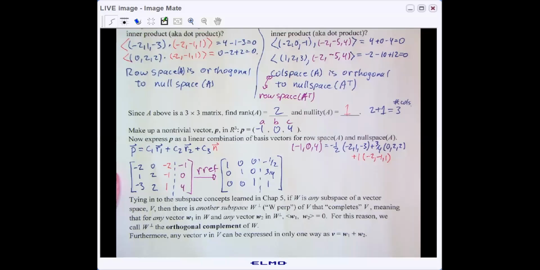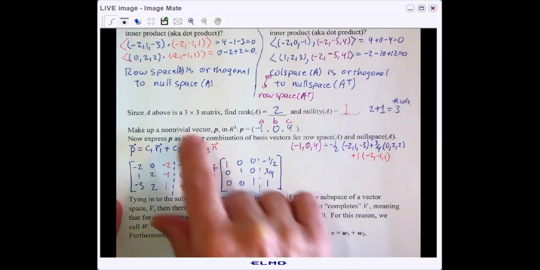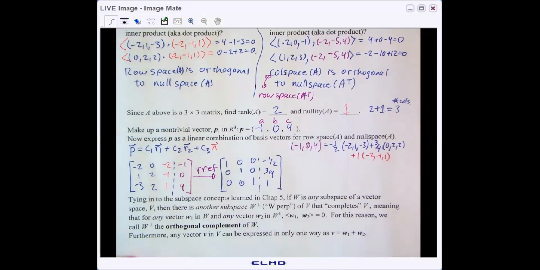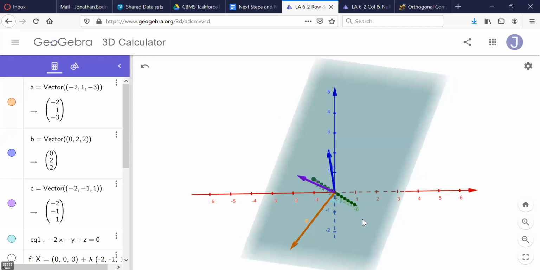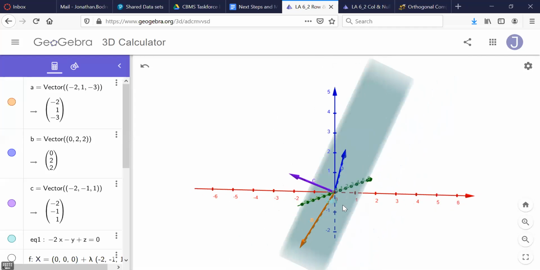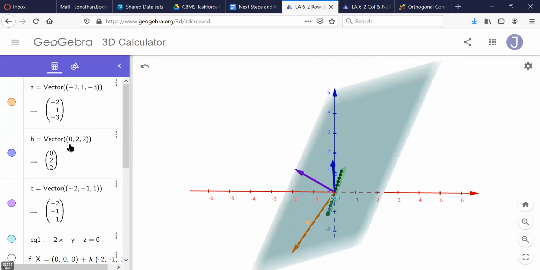Welcome back to section 6.2, angle and orthogonality in an inner product space. We were talking about our row space and our null space, and we showed that they were orthogonal. We even drew a picture here. Let me share that screen with you. In the plane were our blue and orange row space vectors, and the purple was our null space vector. It was not in the plane.